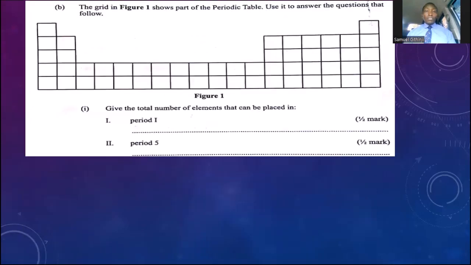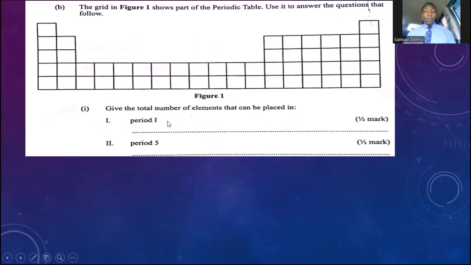Part B, the student this time round was given a blank periodic table. And if you consider this, my student, it is not the small or partial periodic table that we're used to. This one is actually more extended. And that tells you, don't just go up to 20 elements and then stop there. Go study the entire periodic table. The student was asked to give the total number of elements in period 1. You can see one box and another one. So it has 2.